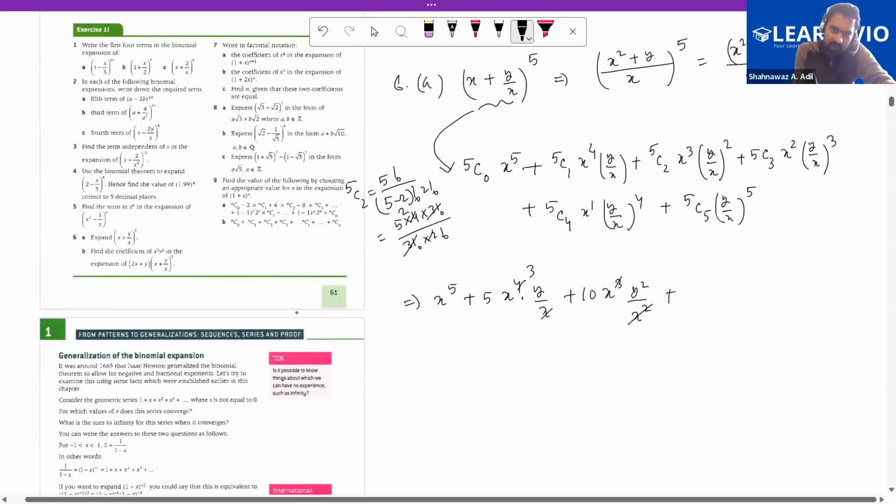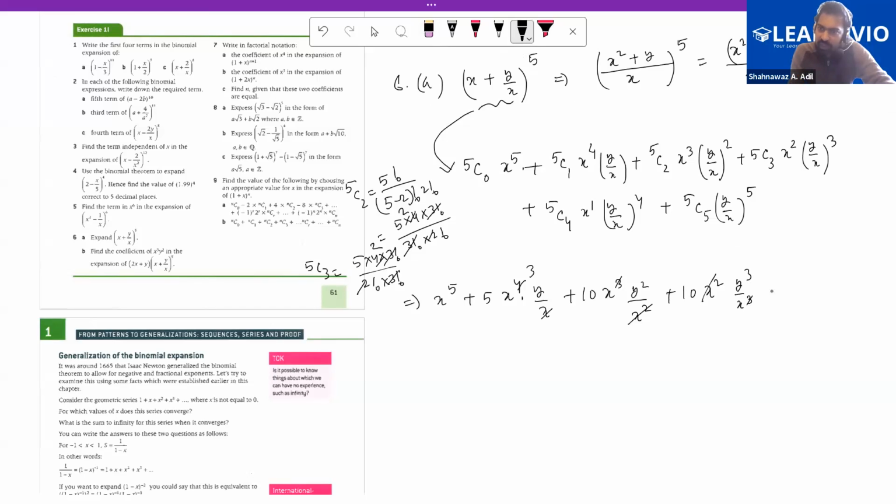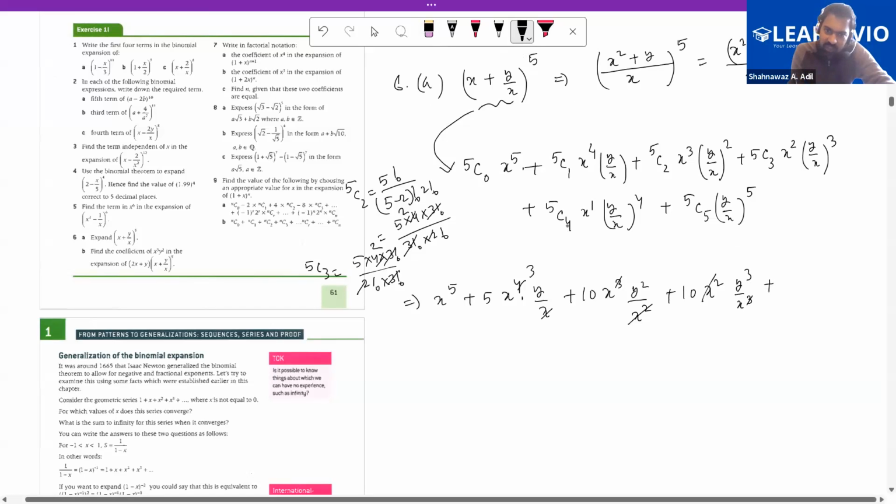So 5c3, what would be this thing? So 5c3 is 5 factorial, we will directly write: 5 into 4 into 3 factorial, divided by 2 factorial and then 3 factorial, same thing, right? So this would be again 10. So 10 x square y by x cube. So this will cancel. Okay, this would be cube. So this is canceled. And then the next term is 5c4. How much is that thing? 5 only.